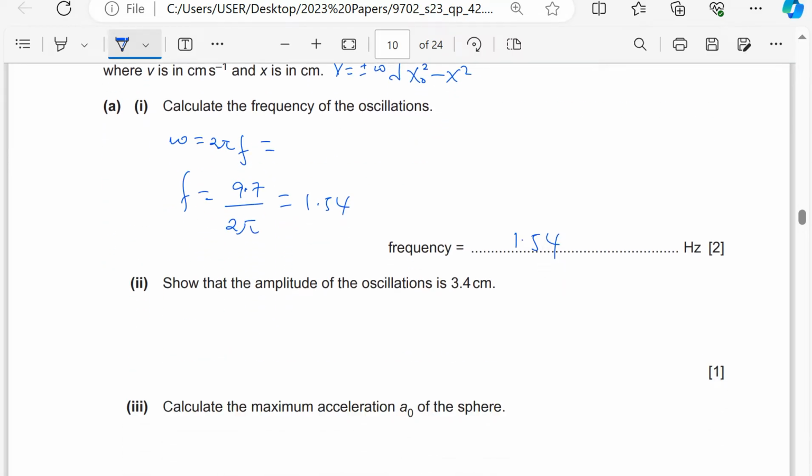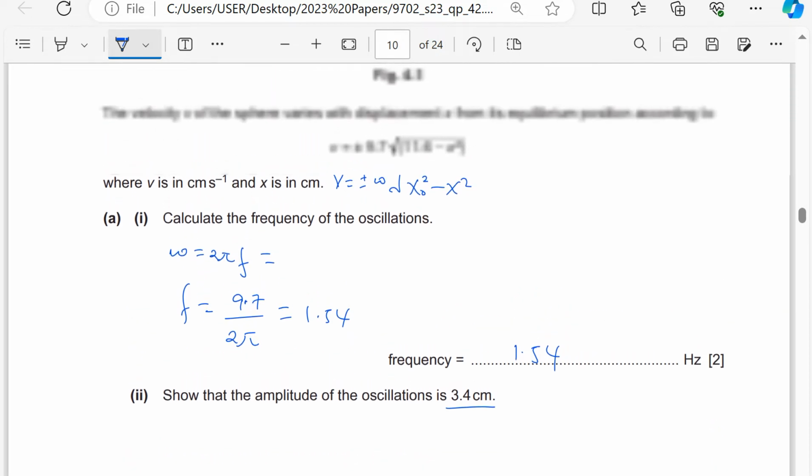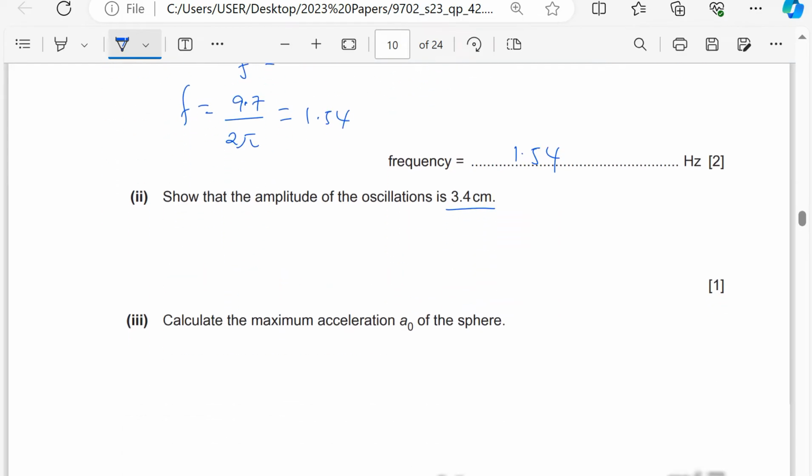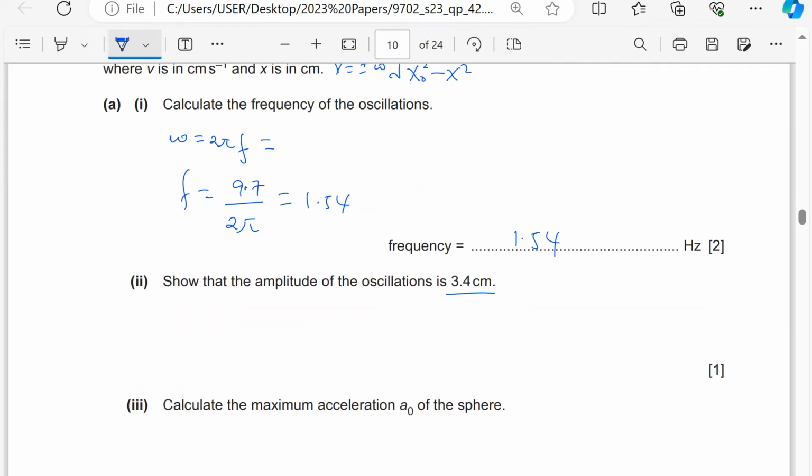Then show that the amplitude of the oscillations is 3.4 centimeters. So we are comparing the two equations. We notice that x naught squared is 11.6. x naught is the amplitude. So x naught squared is equal to 11.6, so it means x naught is going to be the square root of 11.6.